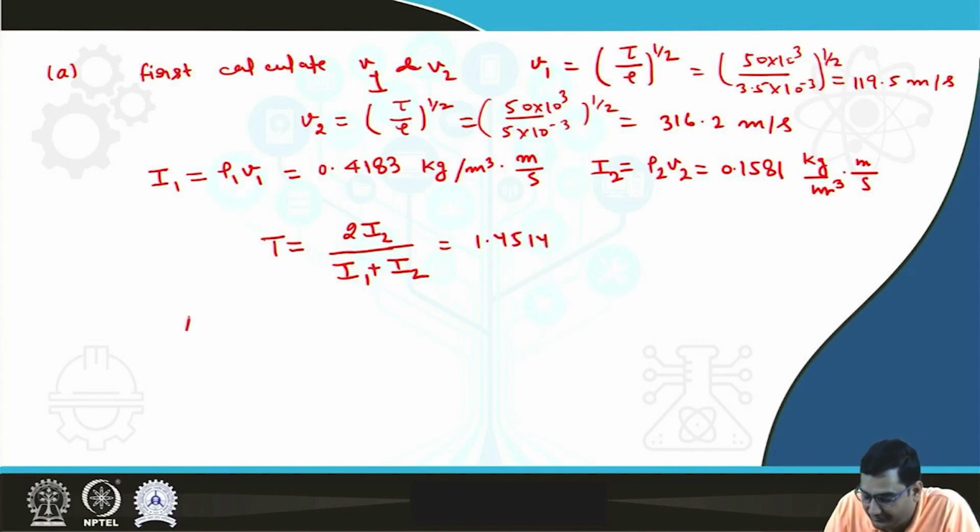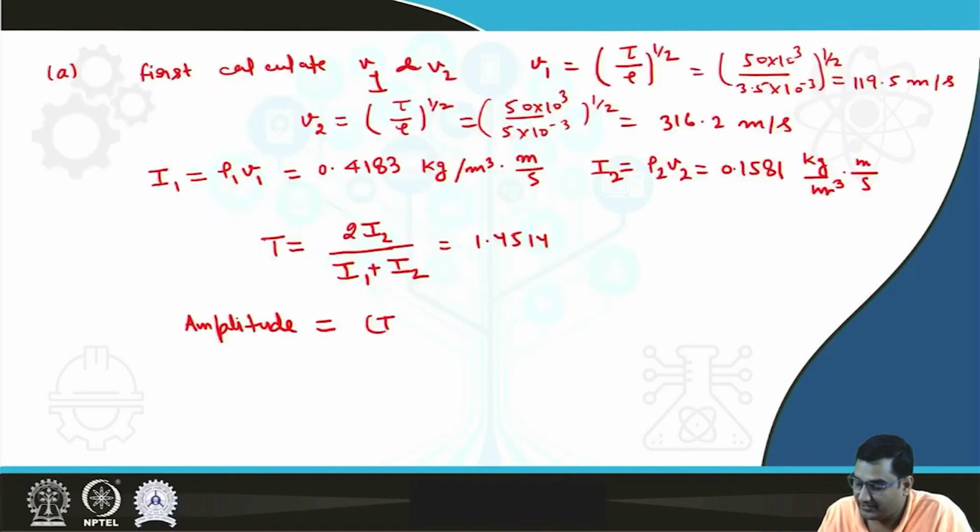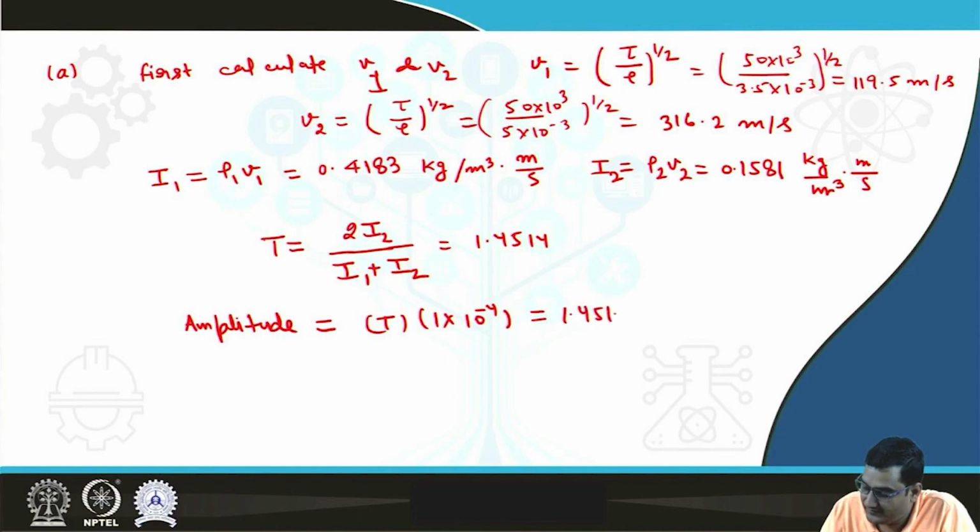Now the amplitude in the second string will be equal to the transmission coefficient multiplied by the initial amplitude that is given, 1.1 millimeter. That basically comes out to be 1 into 10 to the power minus 4 meter, and when you solve, it will come out to be 1.4514 into 10 to the power minus 4 meter. So this is the amplitude in string 2.